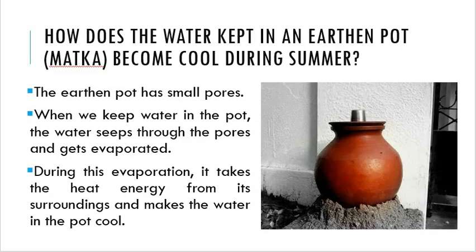How does the water kept in an earthen pot become cool during summer? The earthen pot has small pores on its surface. When we keep water in the pot, the water seeps through the pores and gets evaporated. During this evaporation, it takes the heat energy from its surroundings, that is from the water, and makes the water in the pot cool.